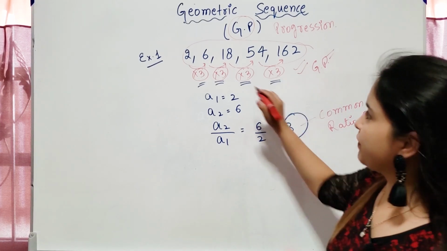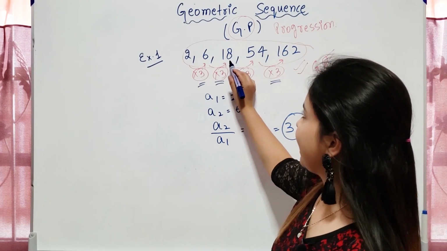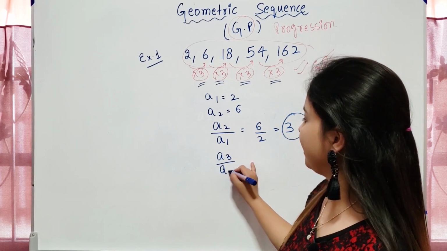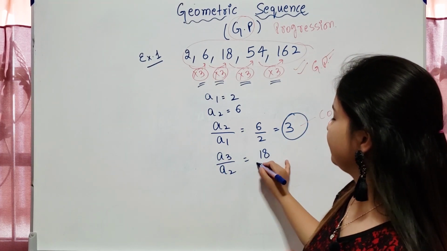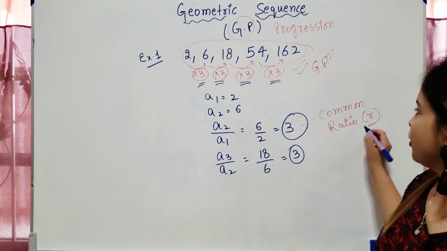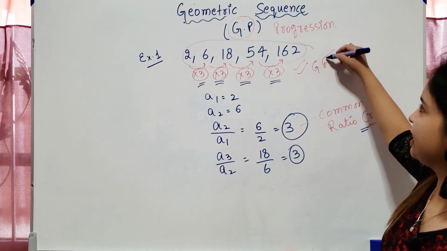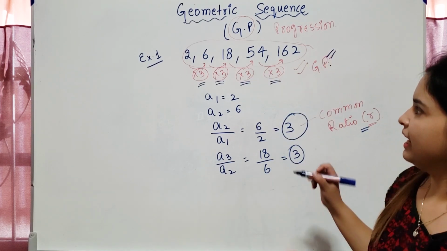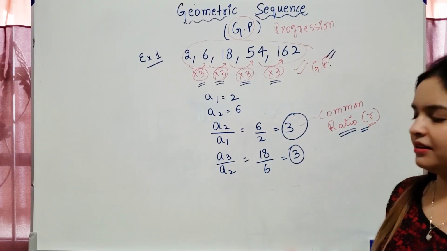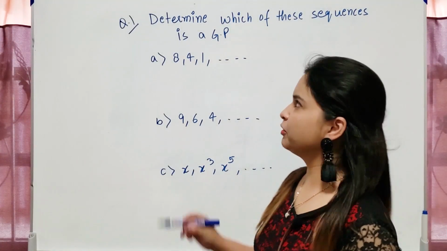Okay. So if R is same in each case, again look at the third term and the second term. A3 divided by A2 is 18 divided by 6, which is again 3. Right. So if R is same between any two terms, then that sequence becomes a GP, and that number is called common ratio or R.